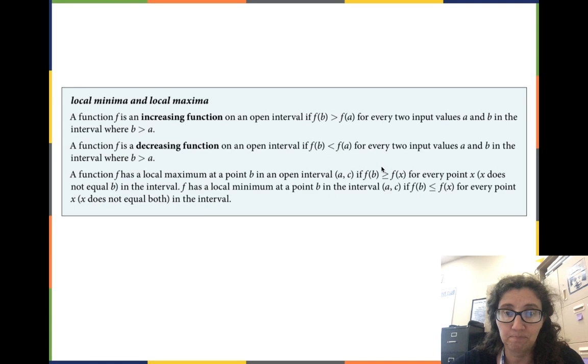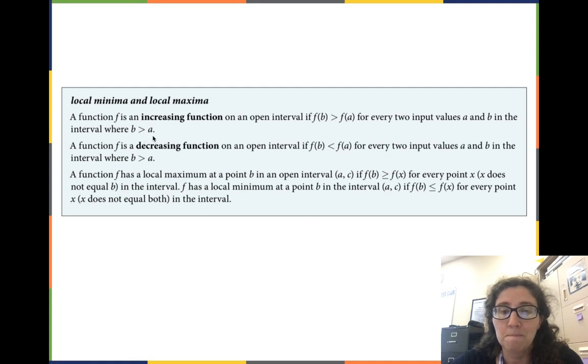Okay. So here are the official definitions of local minima and maxima. It's good to just practice. You won't ever have to rehearse this definition for me on a test, but it's good to practice learning how these definitions are stated. So a function f is an increasing function on an open interval if f of b is greater than f of a for every two input values a and b in the interval where b is greater than a.